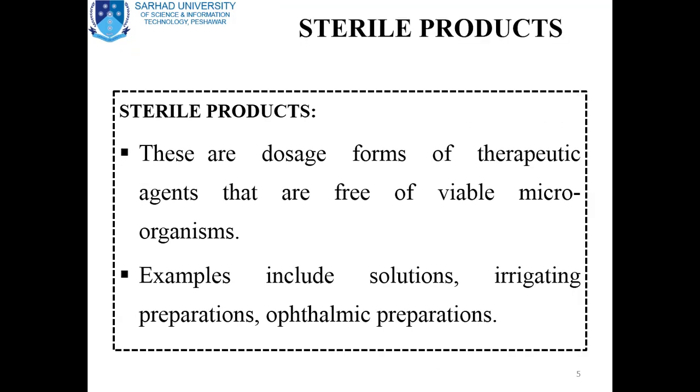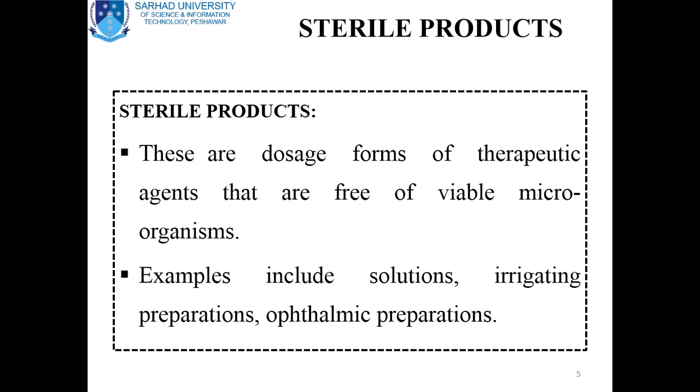Before going to discuss the other terminology and details, first of all, we will try to learn about the sterile products. Sterile products are dosage forms of therapeutic agents that may be one or more than one therapeutic agent, that is API, active pharmaceutical ingredient, that is responsible for the therapeutic activity of any dosage form, and that are free from viable microorganism. These are dosage forms that are free from the viable microorganism.